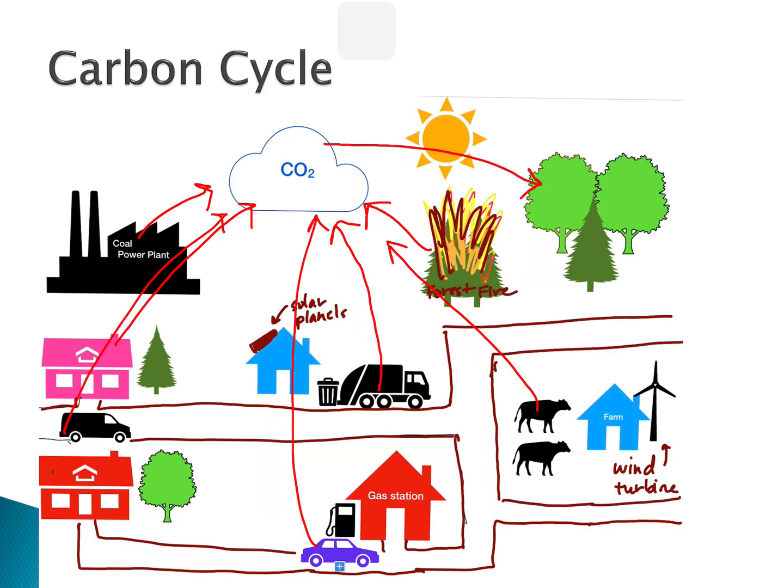Plants, on the other hand, are going to absorb CO2. And so when you just look at this, we can see that the cycle is not balanced. And so that's when we talk about global warming or climate change, because more CO2 is being released into the atmosphere than is being taken in. So then we look at what are ways that we can reduce that amount.